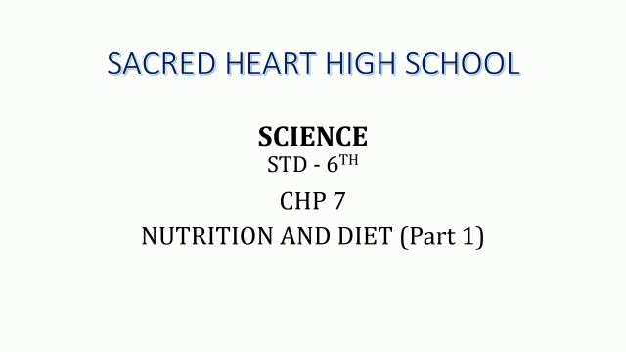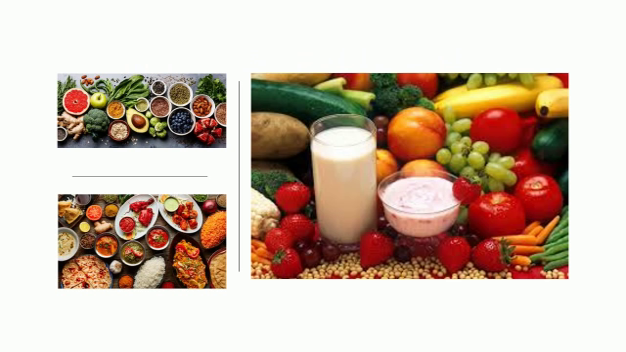Today we are going to study Chapter 7, Nutrition and Diet, Part 1. Food is the most essential requirement for the sustenance of human life. The process of taking in food and water and using it for growth and other purposes is called nutrition. And the constituents of food useful for these purposes are called nutrients.